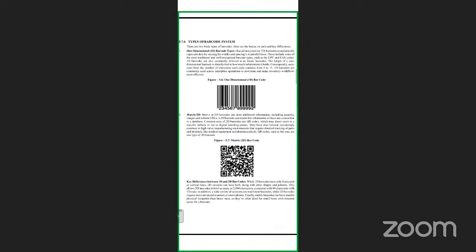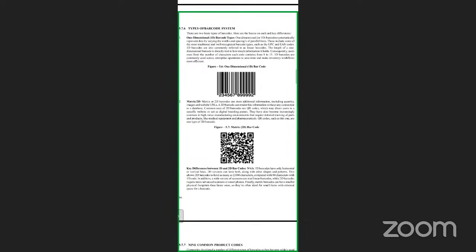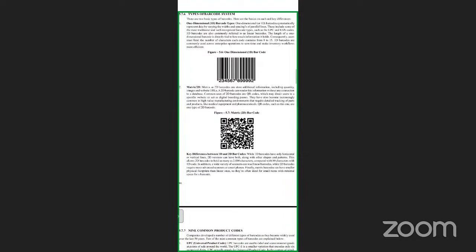Next one is matrix or 2D. Matrix or 2D barcodes can store additional information, including quantity, images and website URLs. And a 2D barcode can render this information without any connection to the database. Common uses are QR codes, which direct users to specific websites or act as digital boarding passes. Whenever we go to movies or some other place, they will scan the QR code that is given. This is how they get the information scanned.